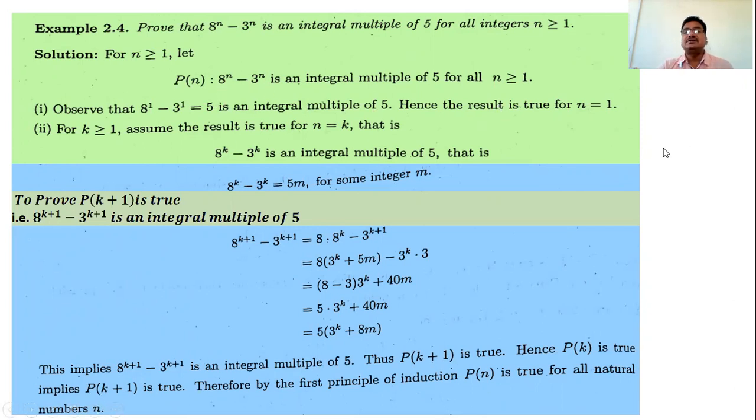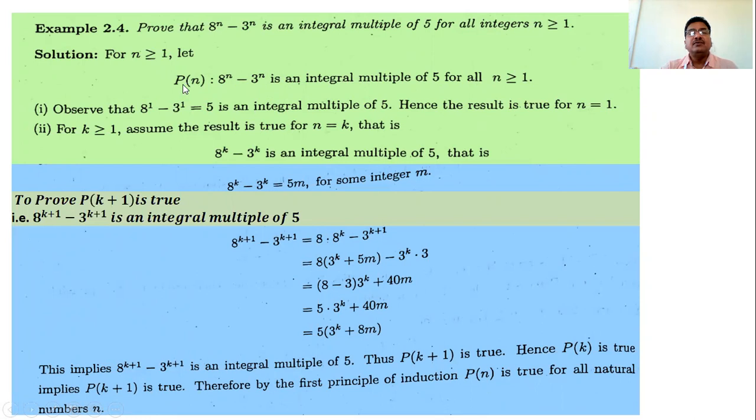8 raised to n minus 3 raised to n is an integral multiple of 5 for all n greater than or equal to 1. So we have to prove the statement 8 raised to n minus 3 raised to n is an integral multiple of 5 for all n greater than or equal to 1, and denote the statement by Pn. We have to prove this statement, so we denote it using the notation Pn.